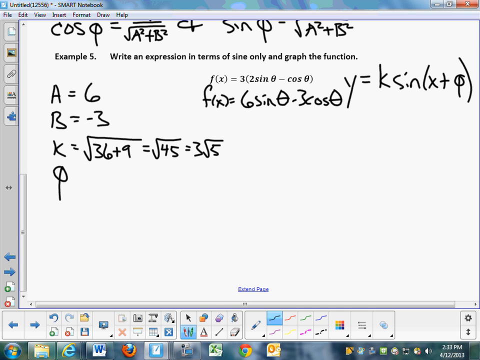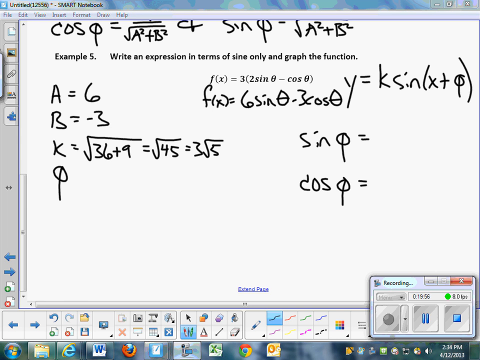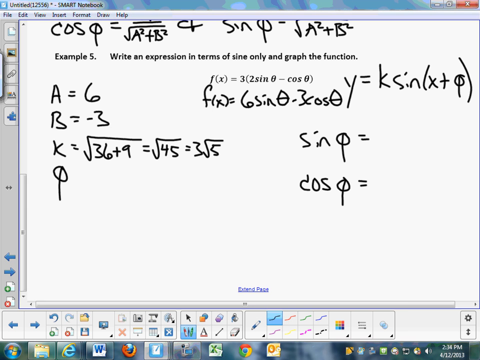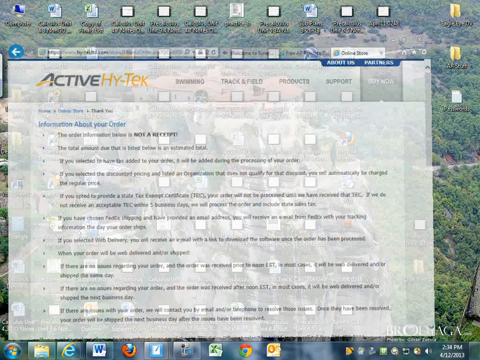So we have to satisfy this. Sine of phi and cosine of phi are equal to two particular things. I need a calculator.